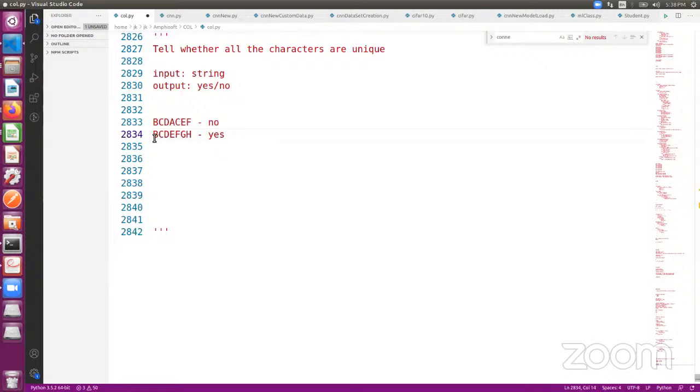Okay, so come here in the second example. So we have B, compare with all the characters. It's not repeating anywhere. Then C, not repeating anywhere. D, E, F, G. Like this, this algorithm is actually order of n square algorithm.